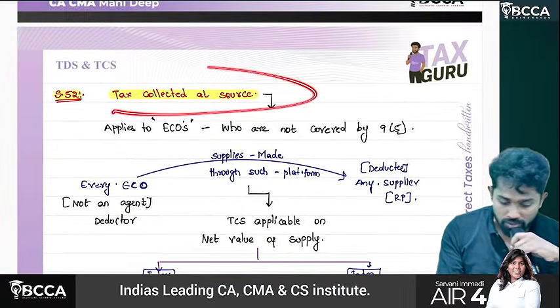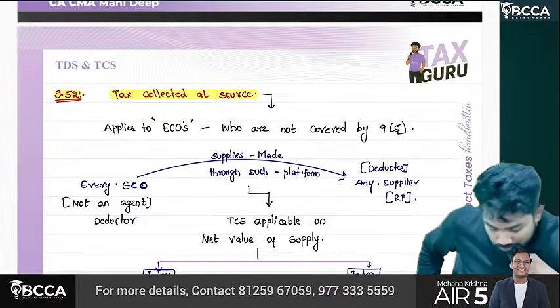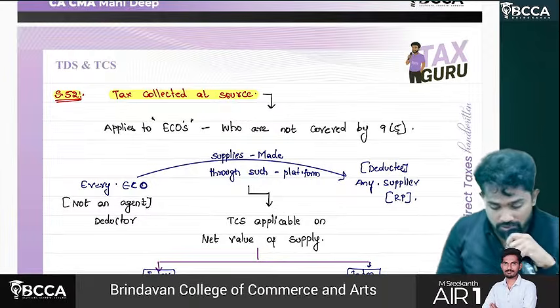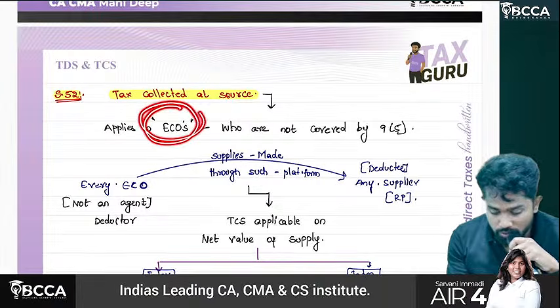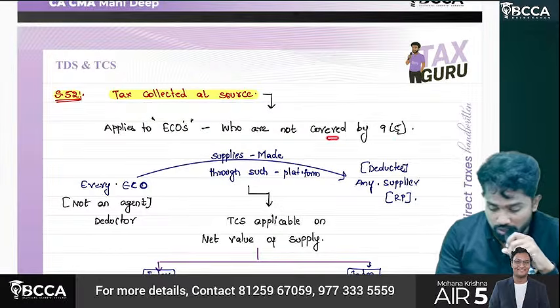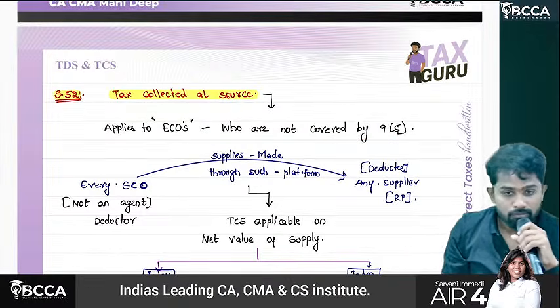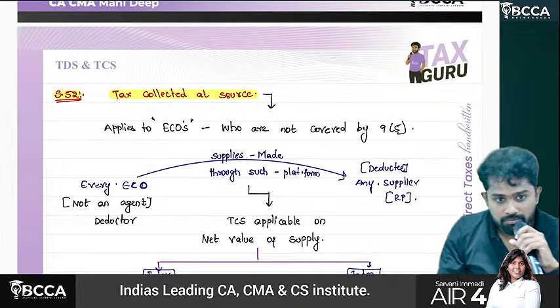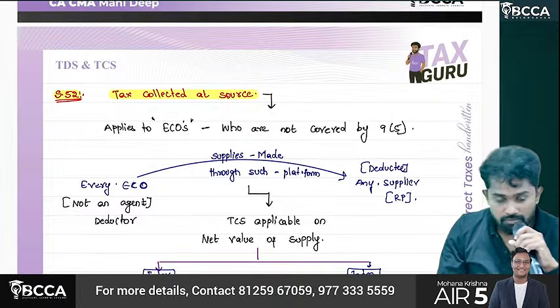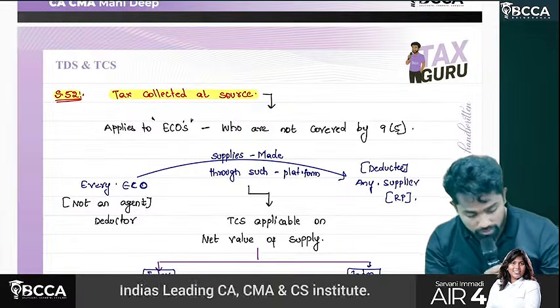Now we are into what? TCS. TCS means what, sir? Tax collected at source. Sir, this TCS concept applies to ECOs, e-commerce operators, who are not covered by section 9 subsection 5. Sir, who are covered under 9 subsection 5? Before the break we discussed. Which kind of e-commerce operators are covered?